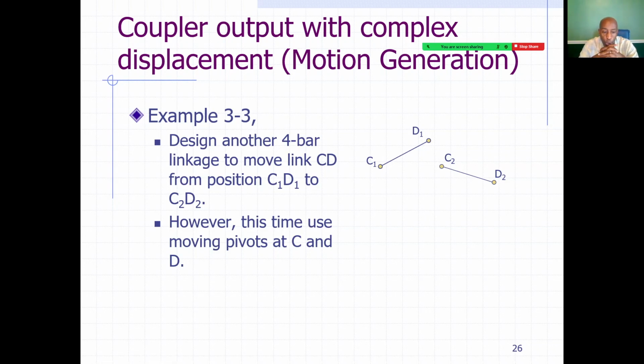And this time we're using moving pivots at C and D. And what do we mean by moving pivots? We simply mean they're not ground positions. So in the previous cases, C1 and D1 were fixed. They were not places where there was motion, right? But in this case, they are the ends of the coupler. And if you recall, the ends of the coupler connect to a crank and a rocker. So they are moving joints at C1, D1. They are revolute joints at those locations.